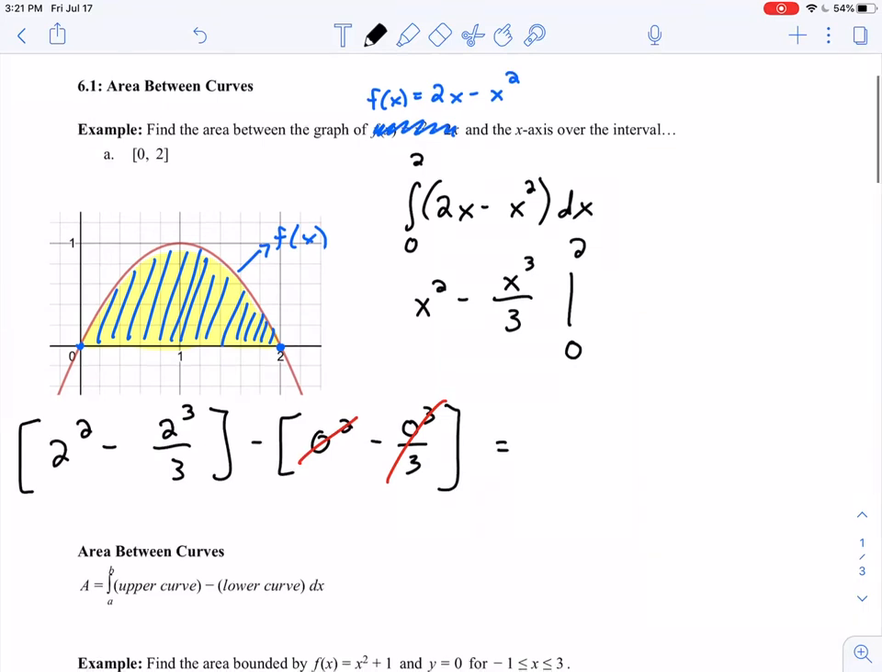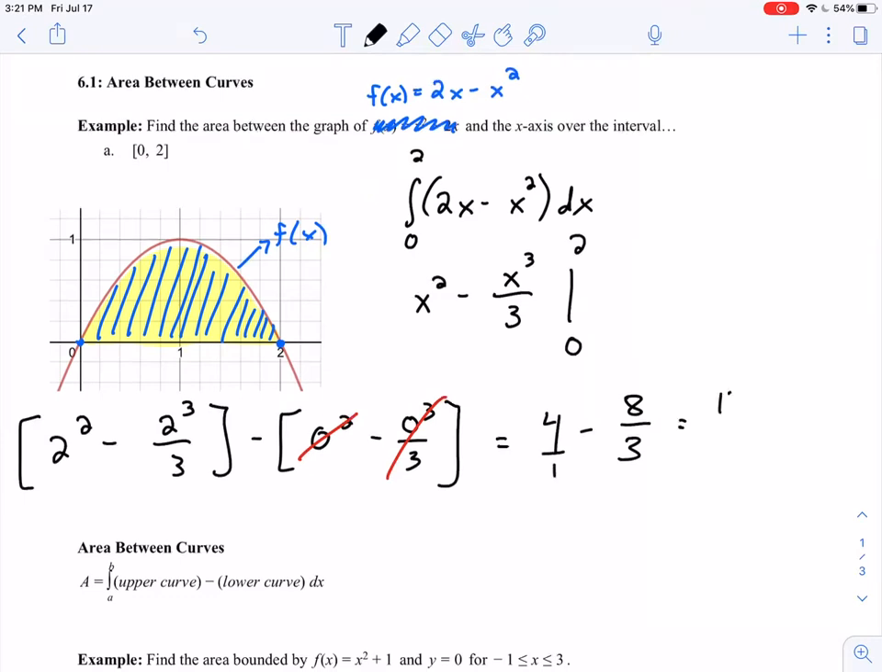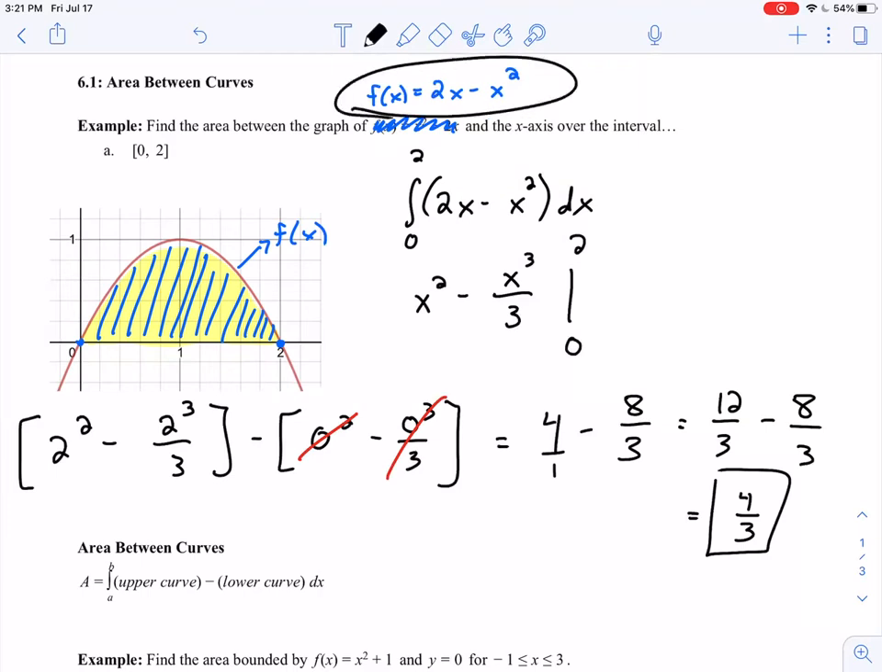2 squared gives me 4, minus 2 to the third, that'll be 8 over 3. If I want to find a common denominator, I would multiply by 3. So here I would have 12 over 3, minus 8 over 3 gives me 4 over 3. So the area bound between my function f of x and the x-axis is given by 4/3.